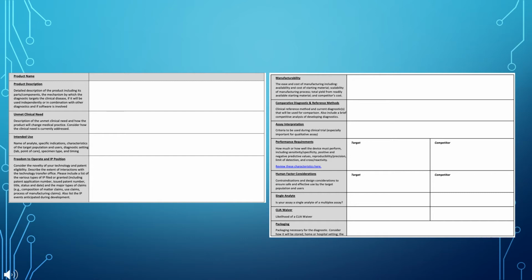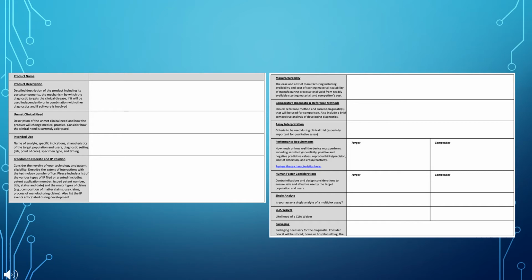Third below that is intended use. This may be a laboratory, it may be a CLIA lab, it may be patient bedside, it could be a physician's office, where ultimately the test is performed. Freedom to operate and IP position, the same as before. Having an understanding of the intellectual property landscape is going to be essential for both your partners and for your investors. Manufacturability. This will consider what goes into developing your tests, the assays, the buffers, the test article and test reagents that are required to conduct the test.